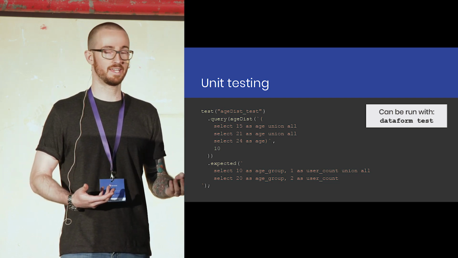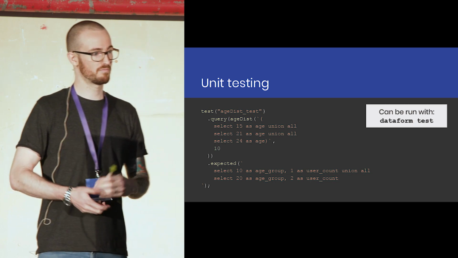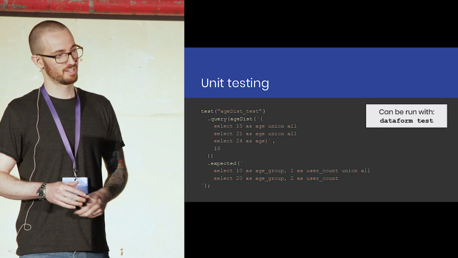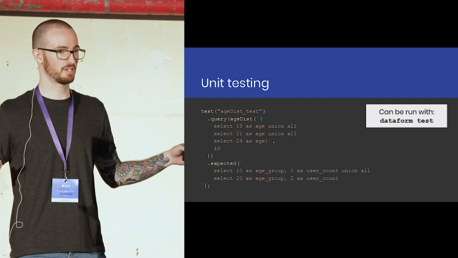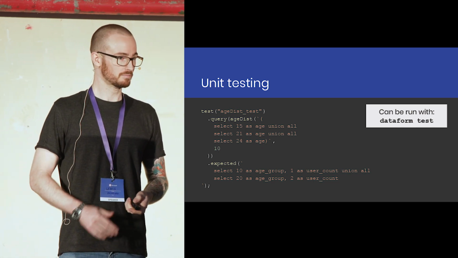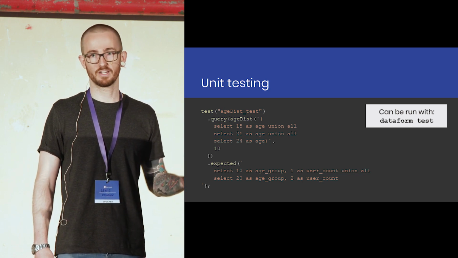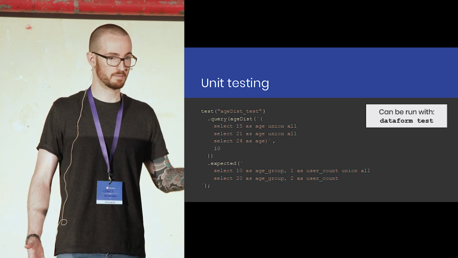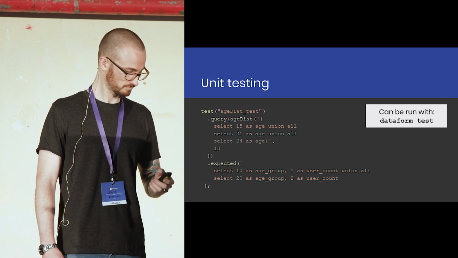We still need to run it in our warehouse for a few reasons. Firstly, every warehouse is a little bit different. Secondly, it's hard to write a SQL query which actually checks for pure equality between two tables. These can all be run in parallel, so all of the tests that you define in a Dataform project can be executed at the same time because they are self-contained and don't interact with each other.